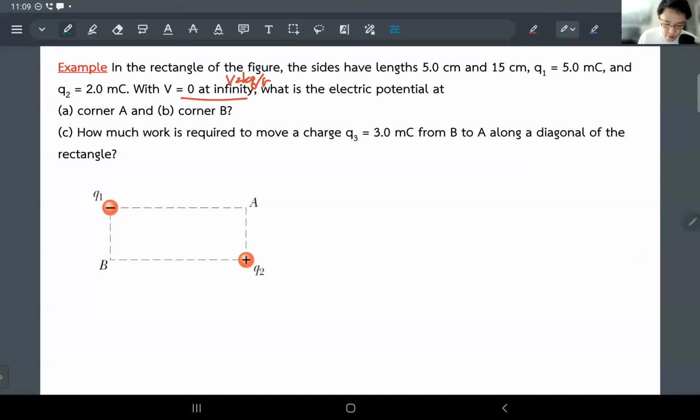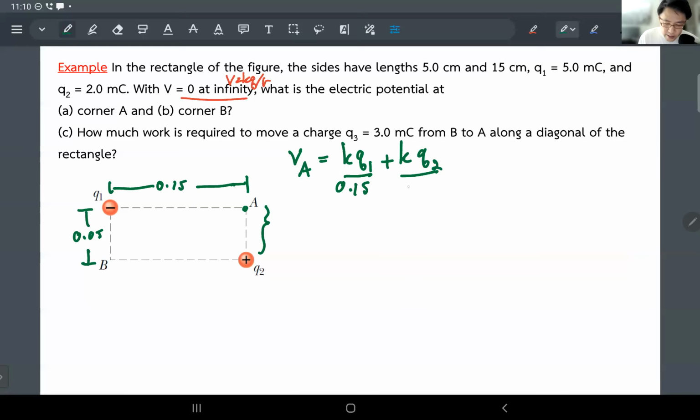Let me pull this one, corner A right there. V at A is equal to, you have only two charges here, right? So let's do KQ1 over, all right, let me put the dimension here right away so it's clear. This is 15 centimeters, so let me put 0.15 there, and the height here is 0.05. That's 5 centimeters. So the potential at A is going to be KQ1 divided by the distance of 0.15, plus K times Q2 down here.